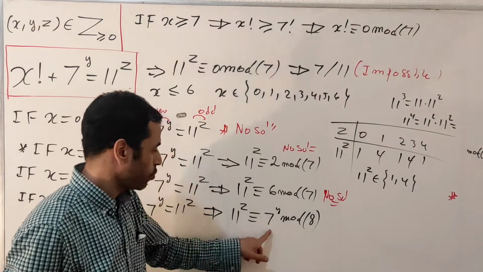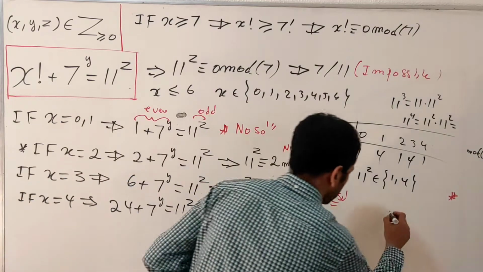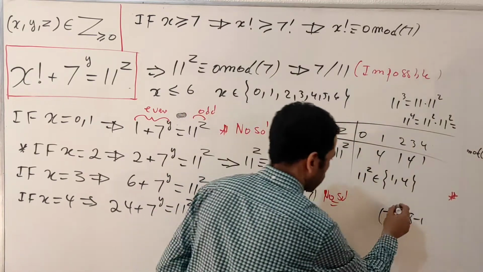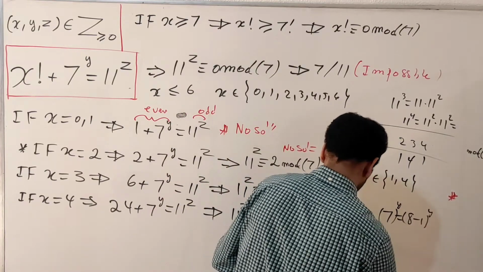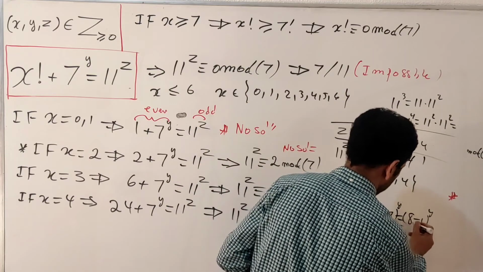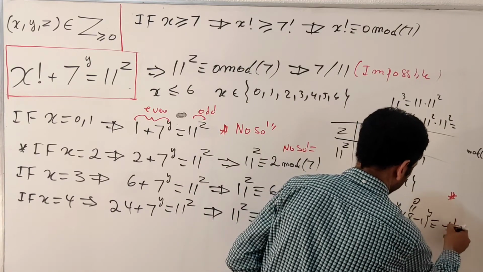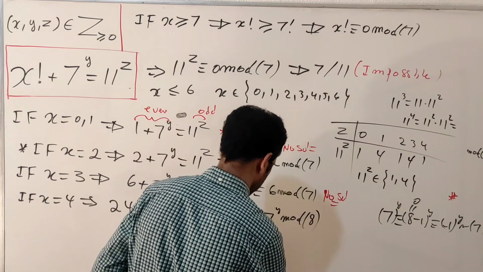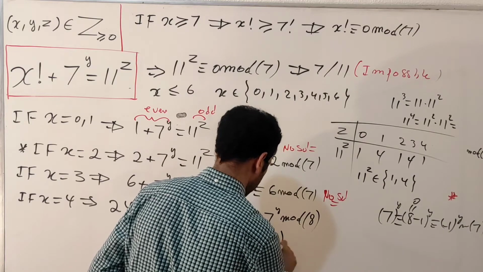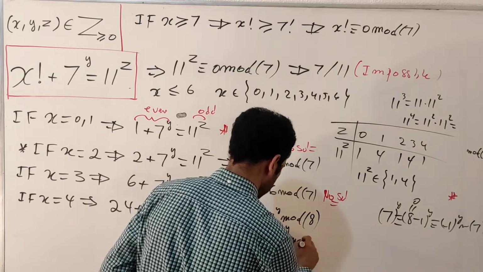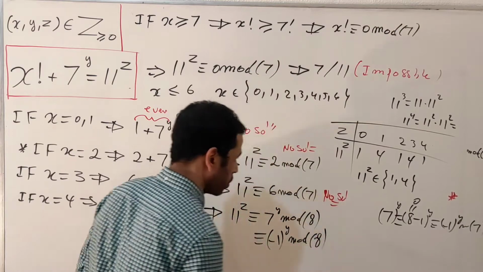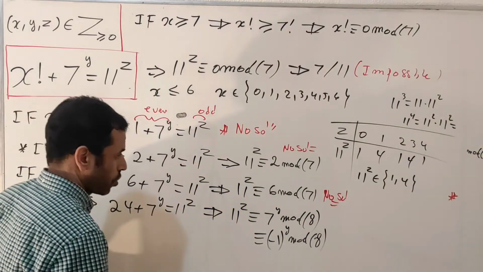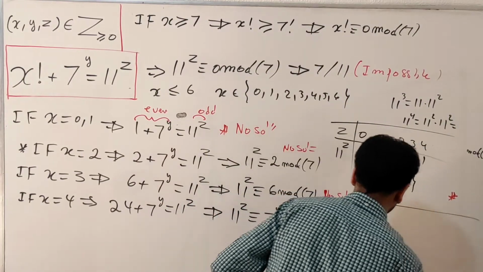So what to do now? If you take a look carefully at number 7, we know 7 equals 8 minus 1. I'm going to raise both sides to the y as an exponent. As we know, if you reduce 8 to mod 8, you get 0. So you get minus 1 to the y. So 7 to the y is congruent to minus 1 to the y mod 8. Sorry, I might have said mod 7 here.